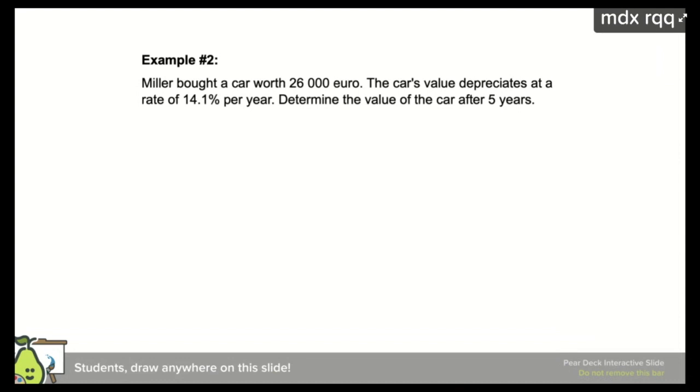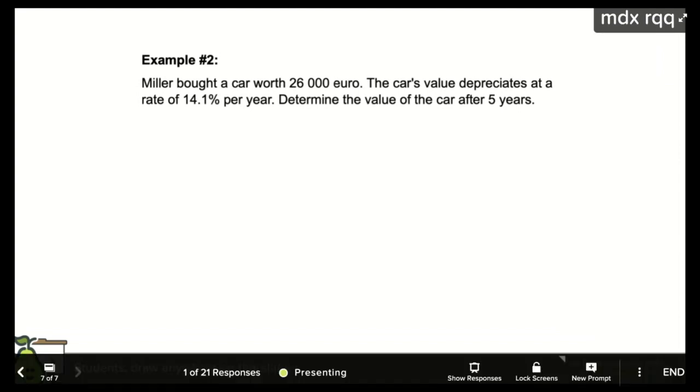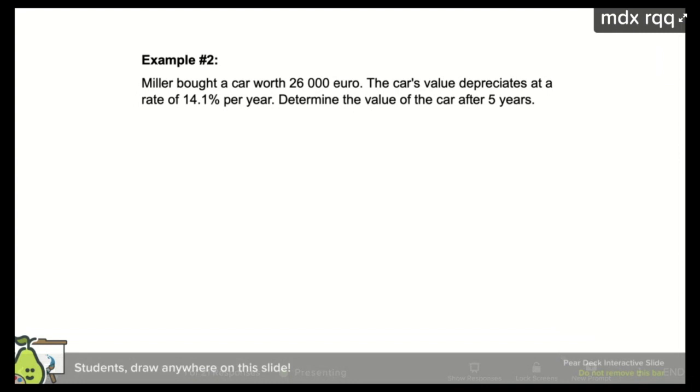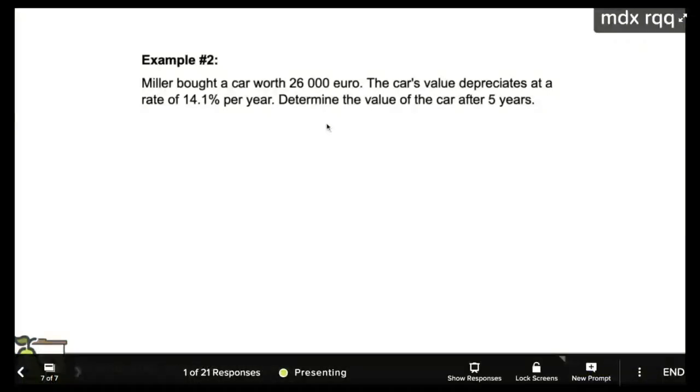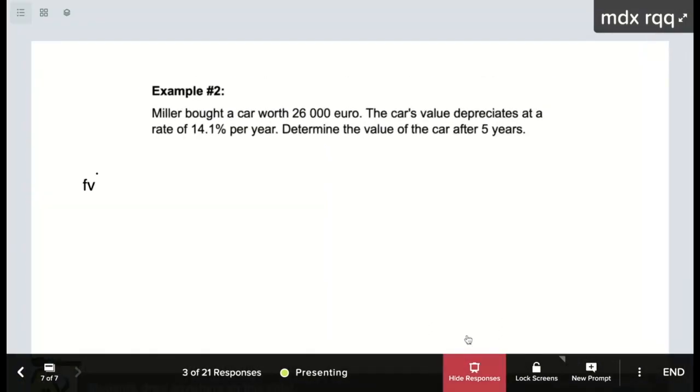All right, so this last example, Miller bought a car worth 26,000 euros. What is his problem? The car's value depreciates at a rate of 14.1% per year. Ooh, depreciate. Determine the value of the car after 5 years. So the key word here is depreciate.